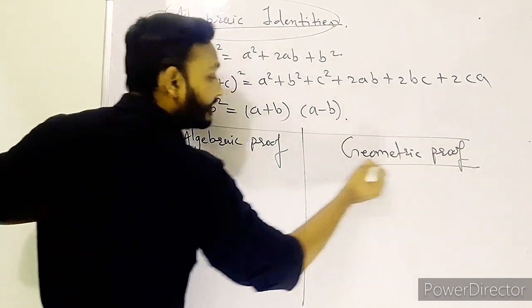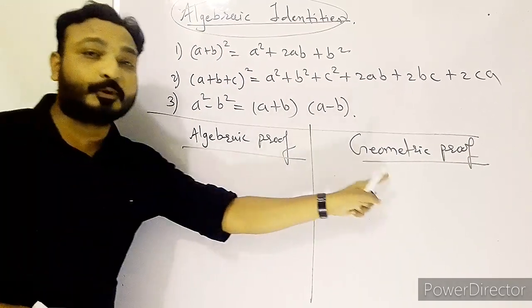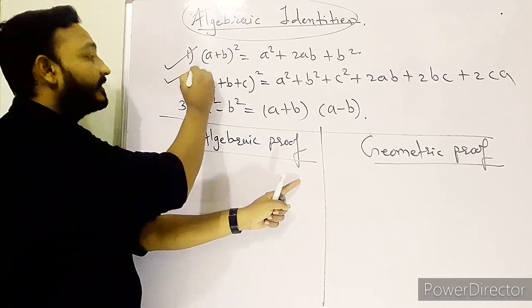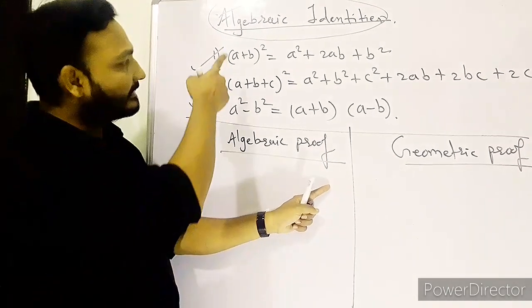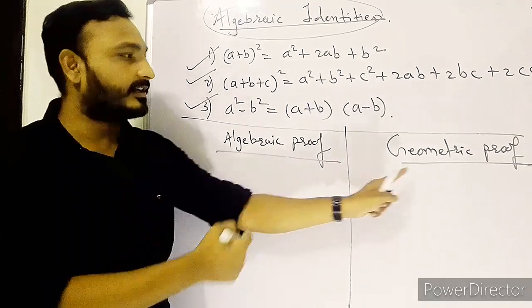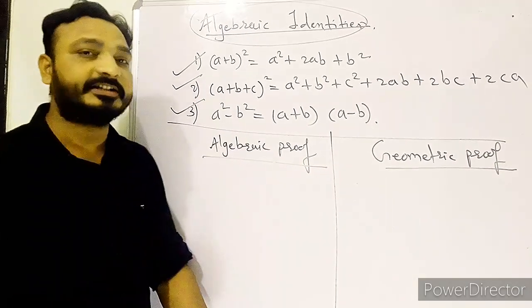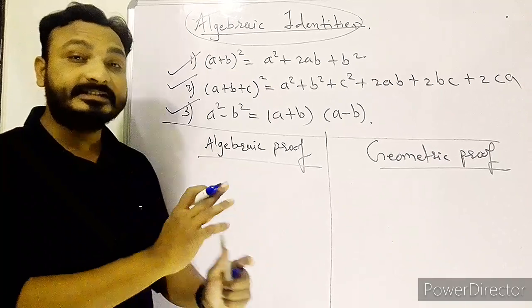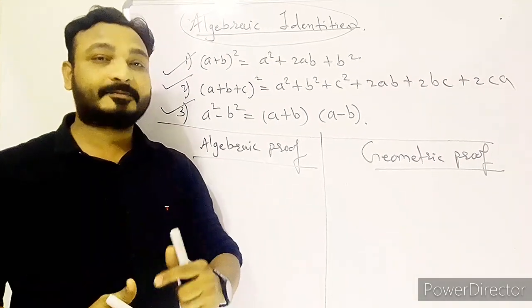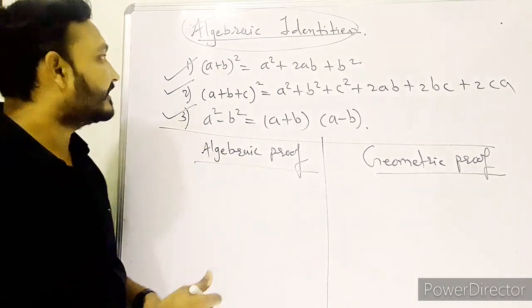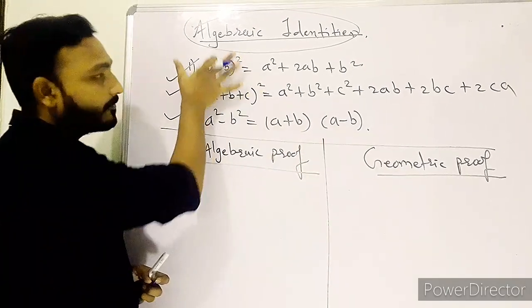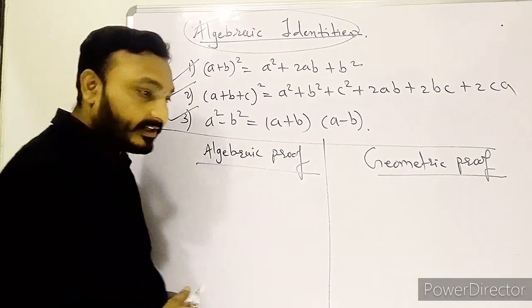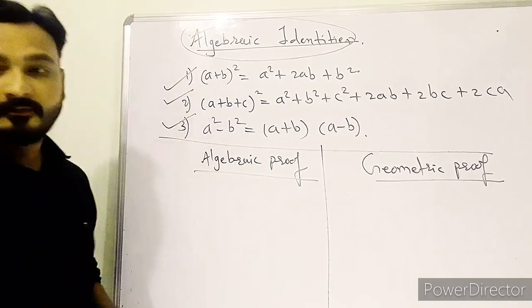So today we are going to see both the proofs for the same identities 1, 2 and 3. Are you ready to learn this algebraic proof as well as geometric proof of the above identities? The remaining identities I will explain in my next video. So be ready for the algebraic proof and geometric proof of these identities. Okay, so let us start with the first identity.